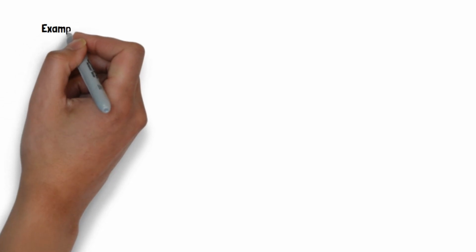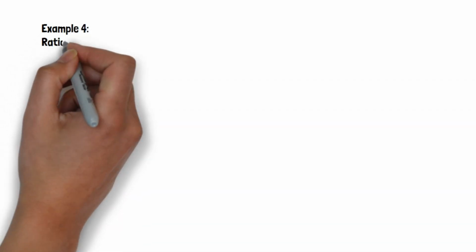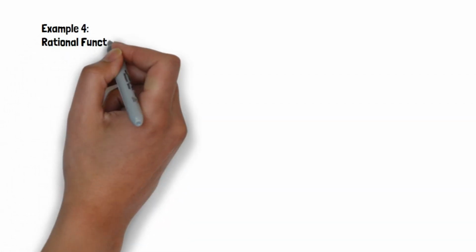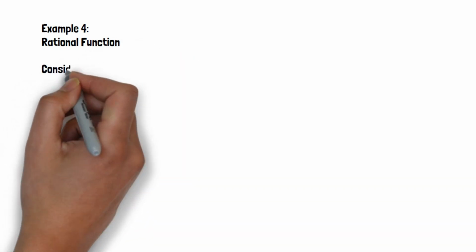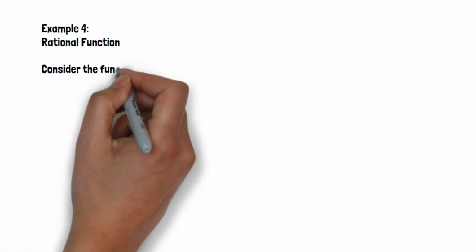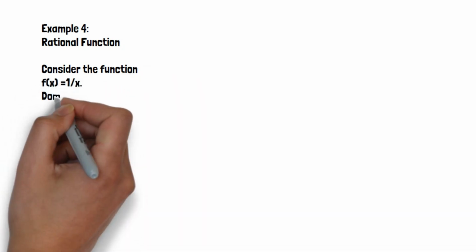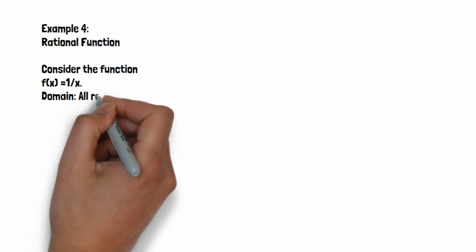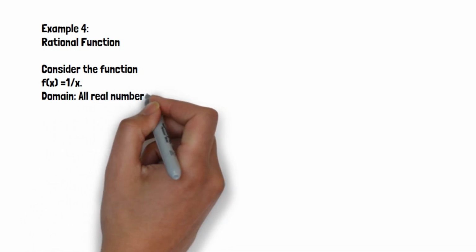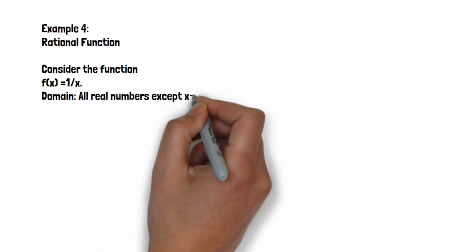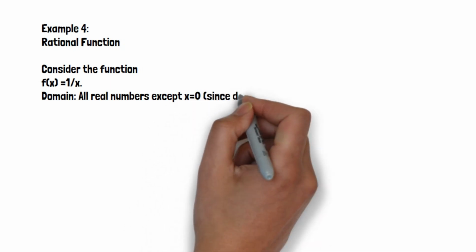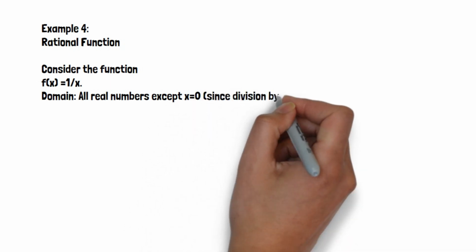The last example I have written is of a rational function. You know, rational numbers are written in the form of p by q, where q should not be equal to 0. Considering the function f of x equals 1 by x, the domain will be all real numbers except 0. Since 0 is not allowed in the denominator, it makes the function undefined.